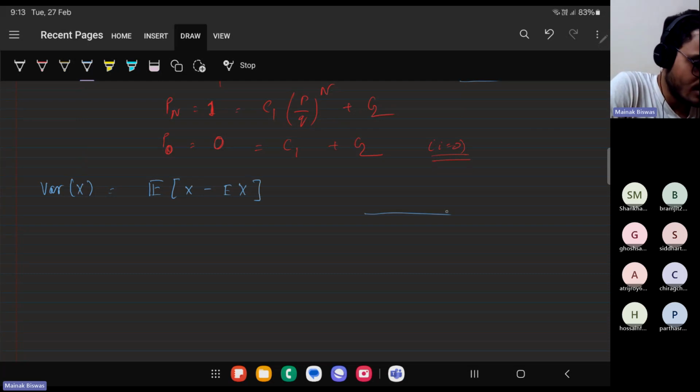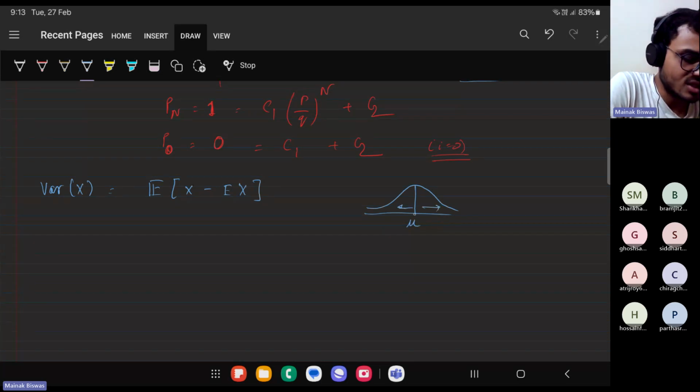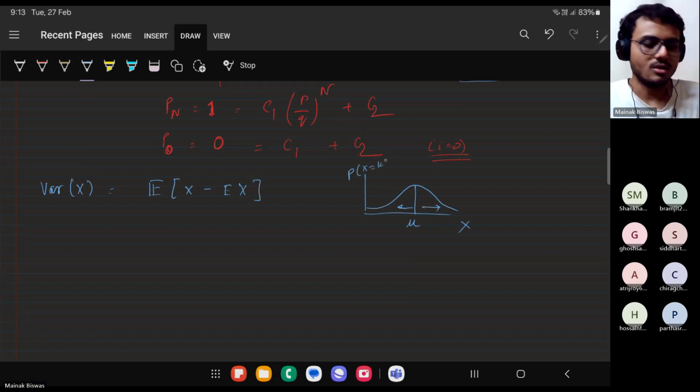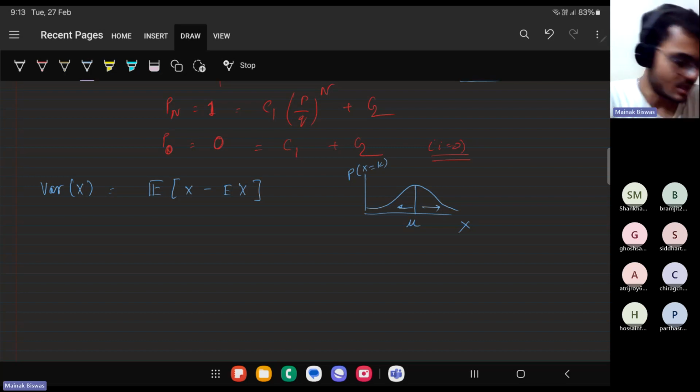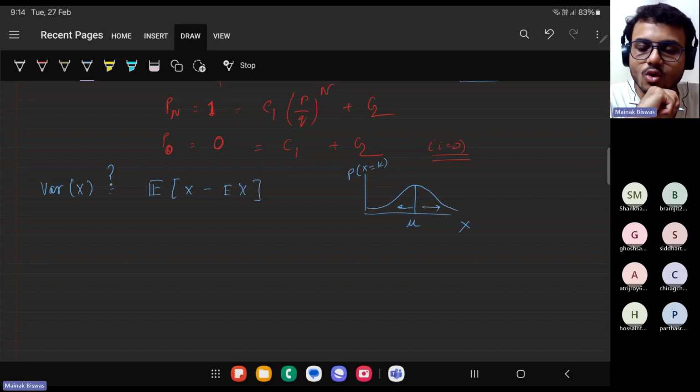Can you tell me what is the problem with this? This is the mean, mu, and how much does it vary? How much does the random variable vary across the mean? The random variable is this, and probability is this. Can I define variance as this? Put a question mark. And if no, why?